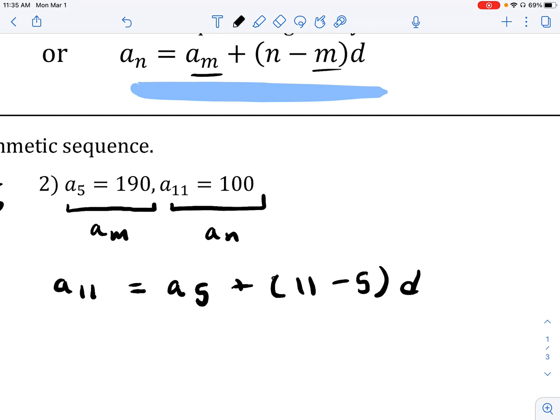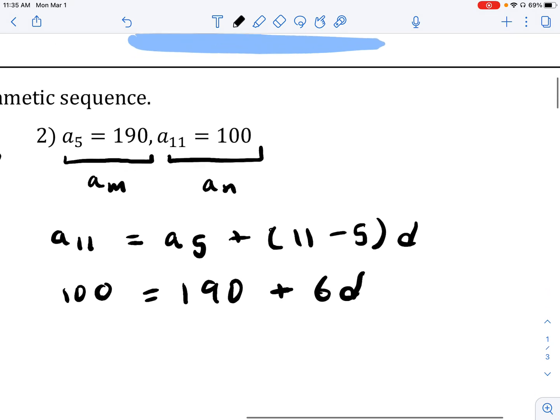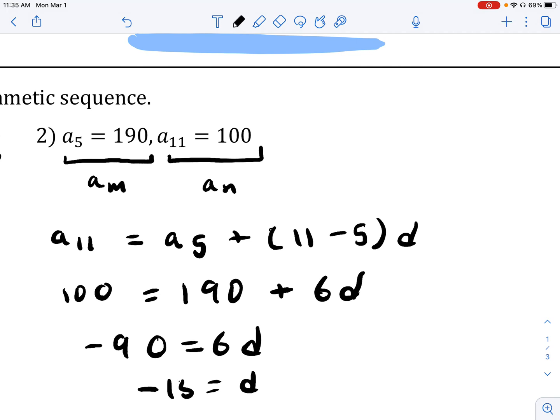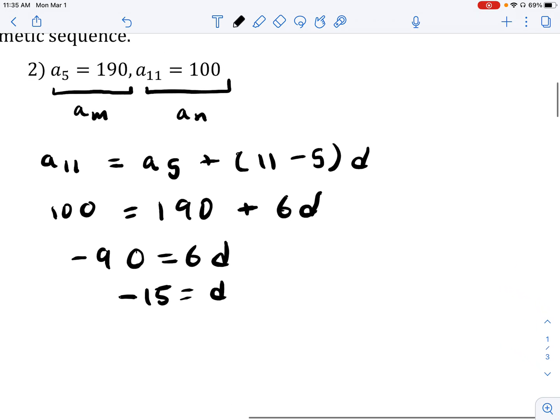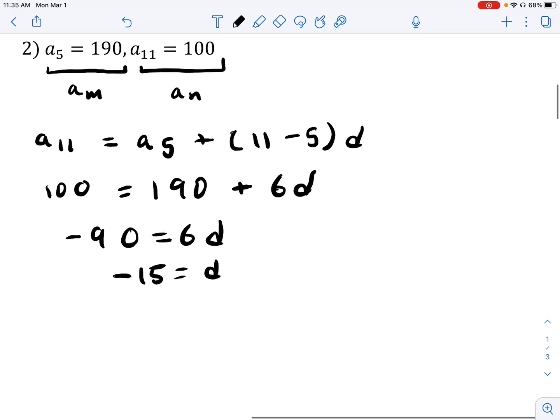Well, let's plug in a sub 11 and a sub 5. So this is 100, this is 190, and this is 6d. And we just have a basic equation for us to solve. So this negative 90 is equal to 6d, and d is equal to negative 15. So we have our common difference now. So now that we know what our common difference is, let's just check to make sure it makes sense, and it does, right? Our terms are actually decreasing by 15, right? We started at 190 and we're now down to 100.